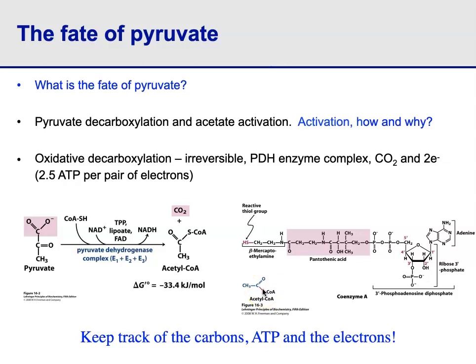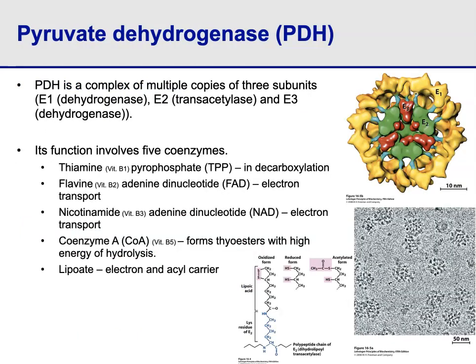Alright, so let's continue with keeping track of the carbons, ATP used or produced, and the number of electrons that are needed or produced, usually produced because this is catabolism. Before we start with the reaction itself, it is important for us to go over and appreciate the complexity of this enzyme complex, the pyruvate dehydrogenase complex.